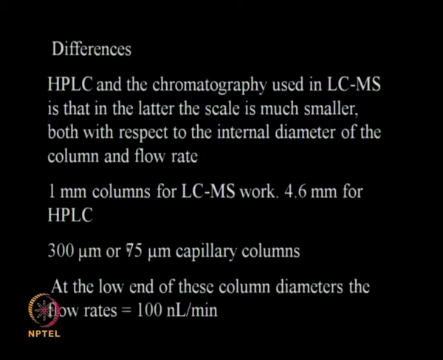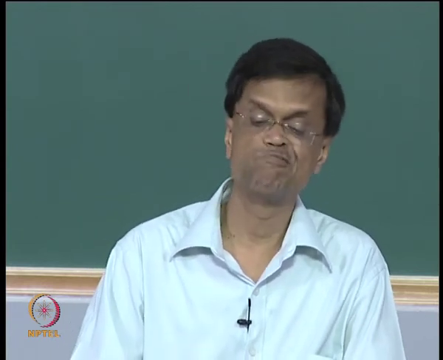You may be using a very small capillary column, 300 micrometers or 75 micrometer capillary column, and you may even go down in flow rate to 100 nanoliters per minute, which is a very small flow rate. Such small miniaturized sizes can be used in the LC part of the LC-MS, unlike the HPLC where you need to have higher flow rates, larger diameter, and longer columns.